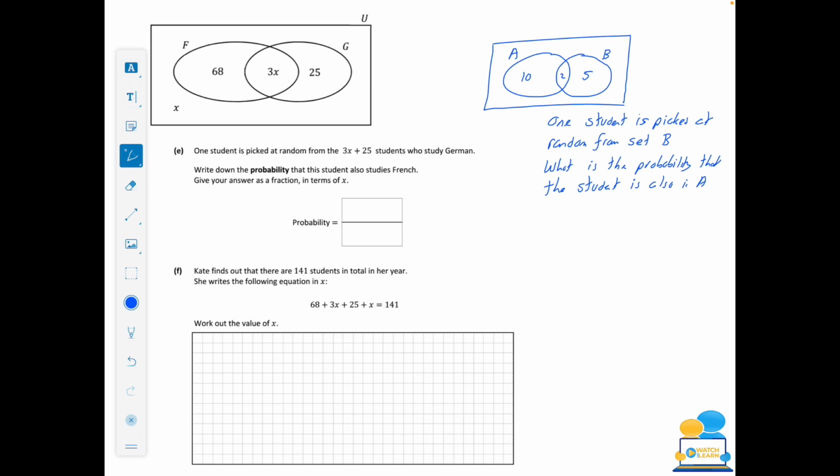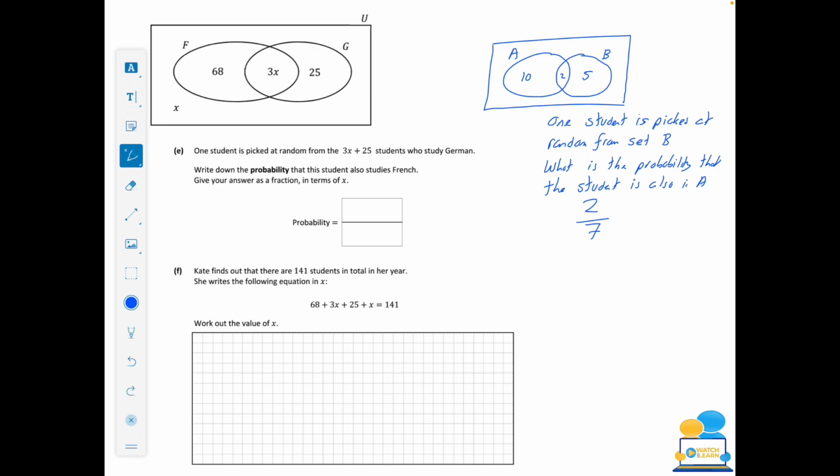Okay, now we want to make a fraction. So a student is picked at random from set B. So the total number of people in set B is 7. That's going to go on the bottom of the fraction. Probability that that student is also in set A, we need to use that number, so it's going to be 2 out of 7, because 2 people are also in set A. So you have a 2 out of 7 chance that if you pick a student from B, they're also going to be in A.